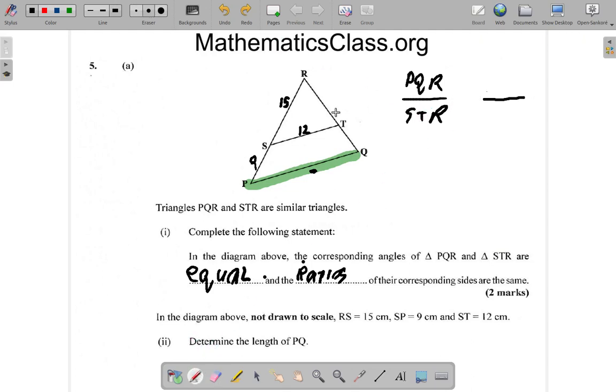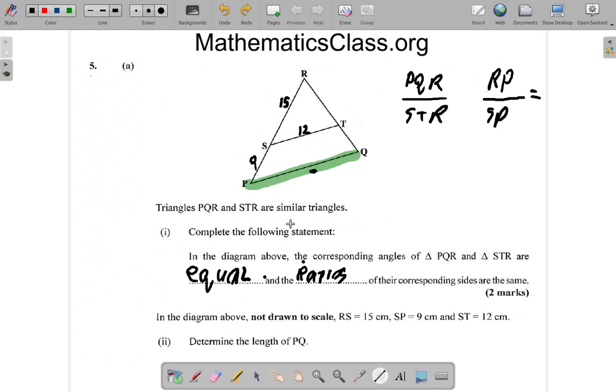Alright. They're going this way, downwards, because they say RS. So let's go this way. From R to P all the way, which applies to the big triangle, PQR. From R to P, RP divided by from S to P, SP. Right? You see that? This side over this side.